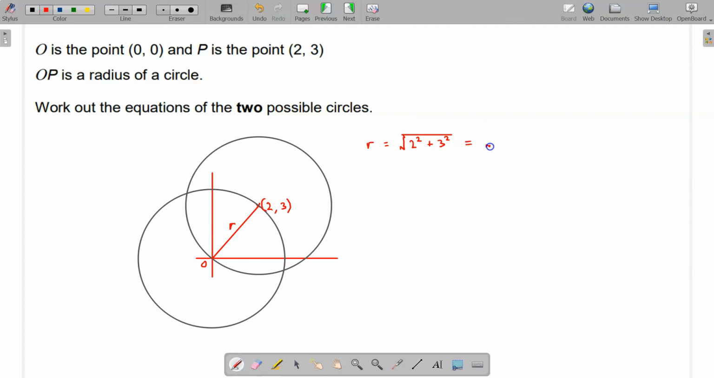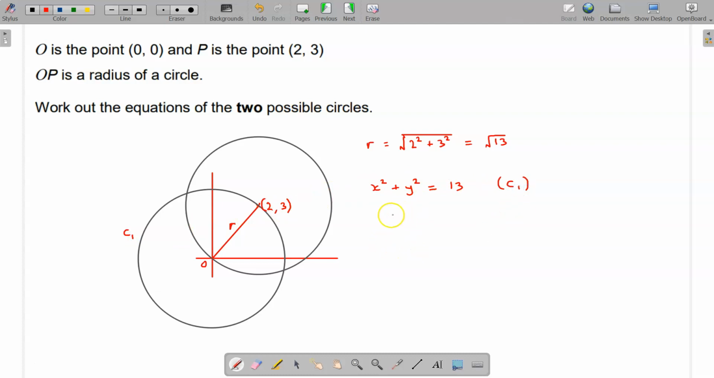So it's root 13. Now, the equation of a circle with the center on the origin is x squared plus y squared equals r squared. Well, r squared is the square of this, which is just simply 13. So that's the equation of the circle. I'll call it C1. That's this one here. Okay, so that equation I've just written down is for circle 1.